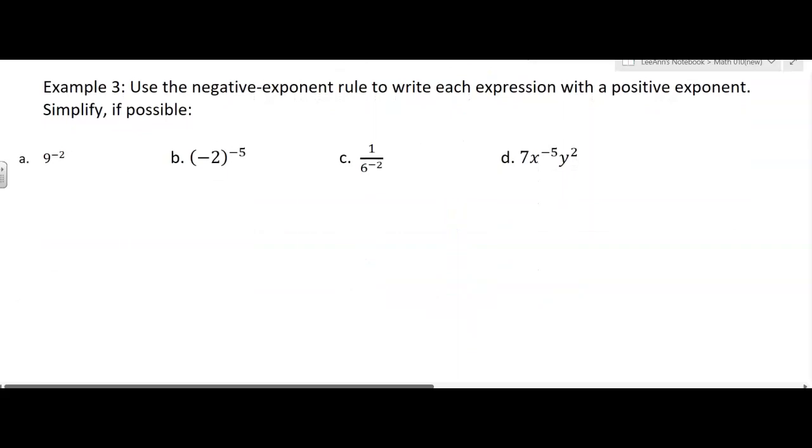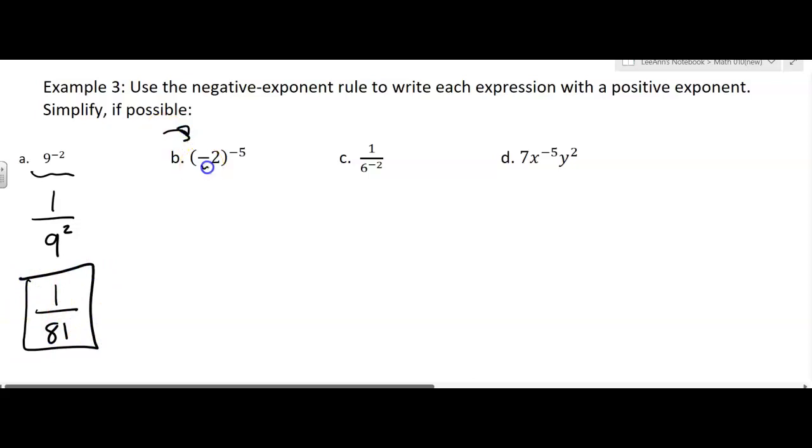It says use the negative exponent rule to write each expression with a positive exponent, because usually they'll want the final answer to have a positive exponent. Okay, so this first one, we have a base of 9 and an exponent of negative 2. So I'm going to say that's 1 over 9 squared. Now, they most likely would want me to multiply that out. So 1 over 81.